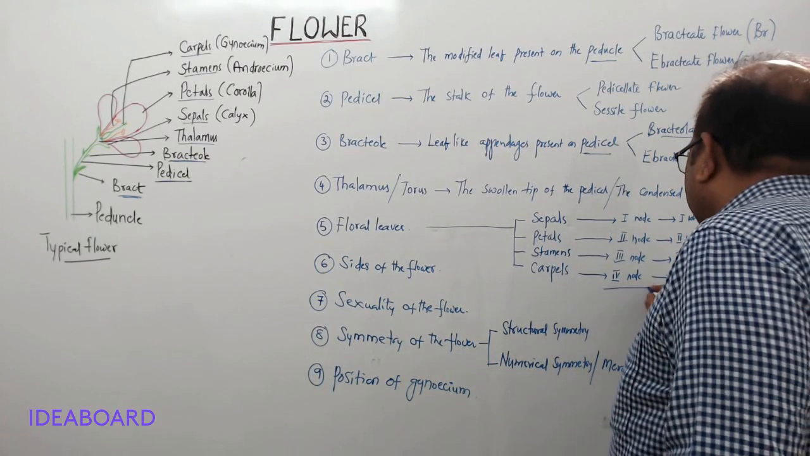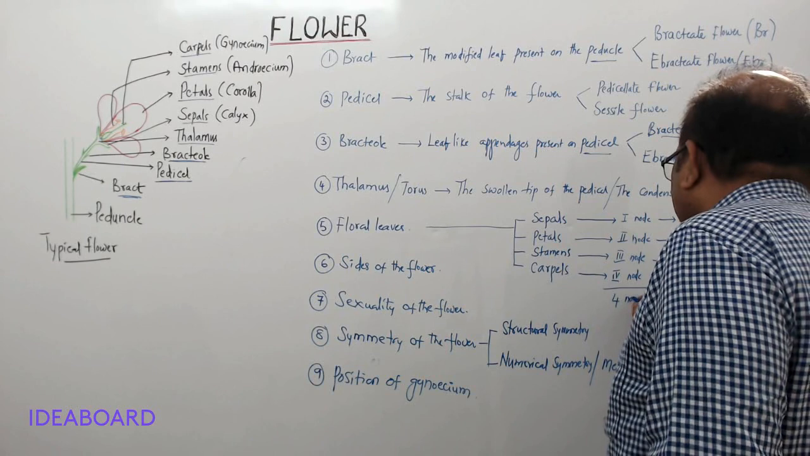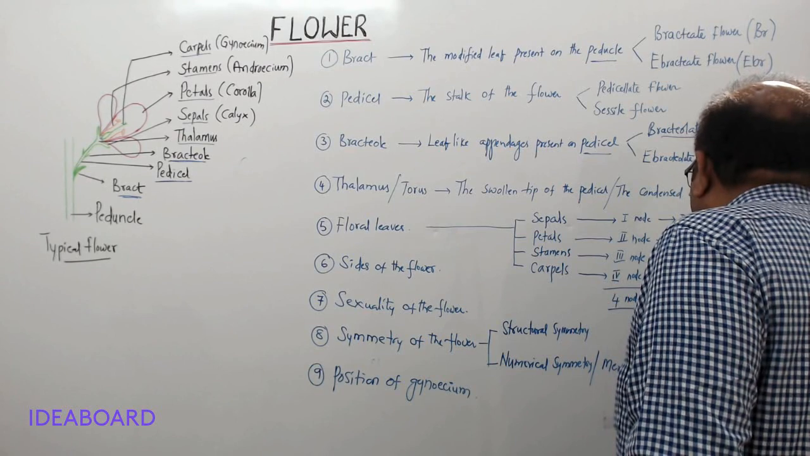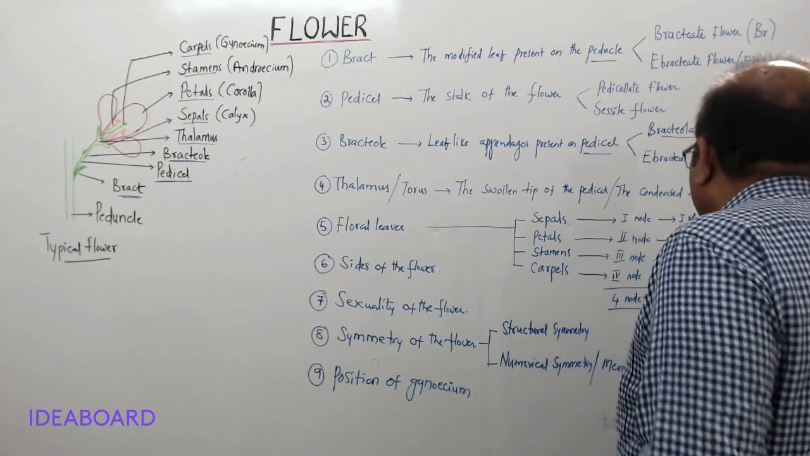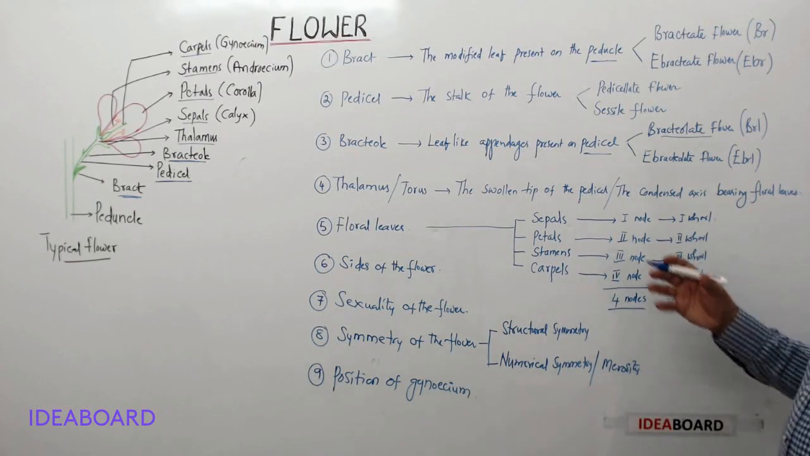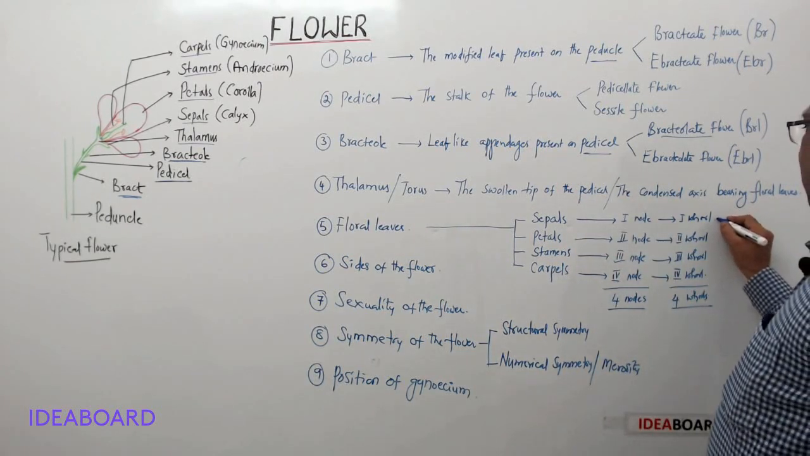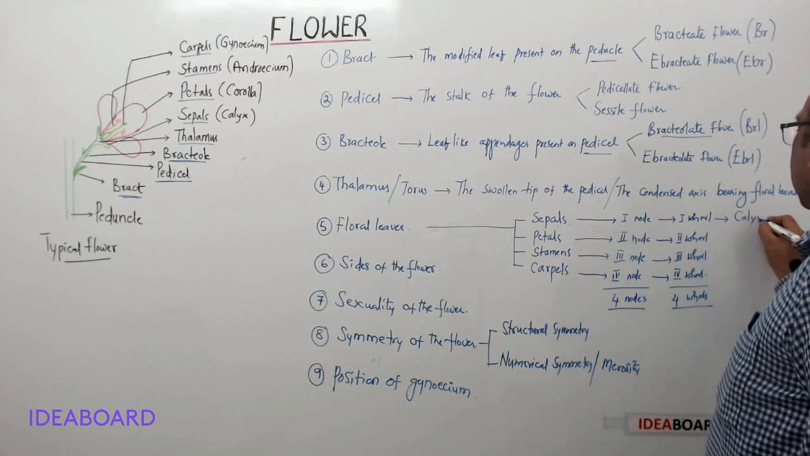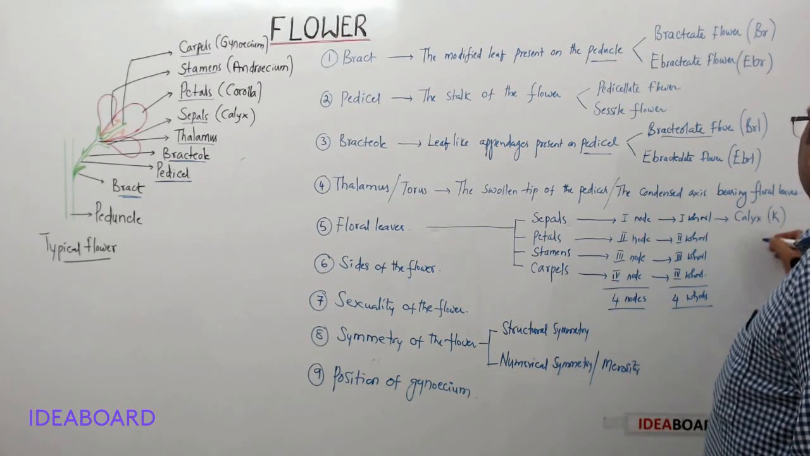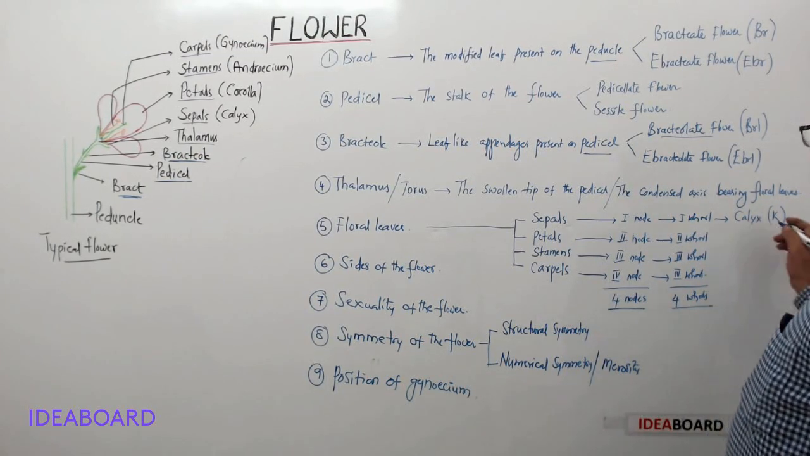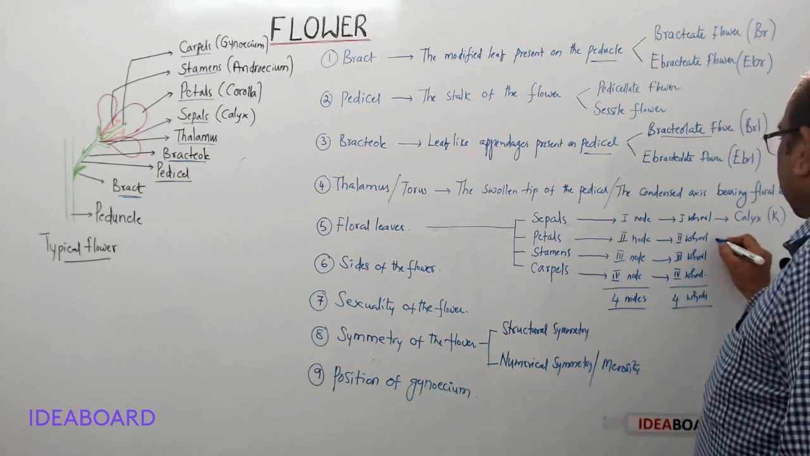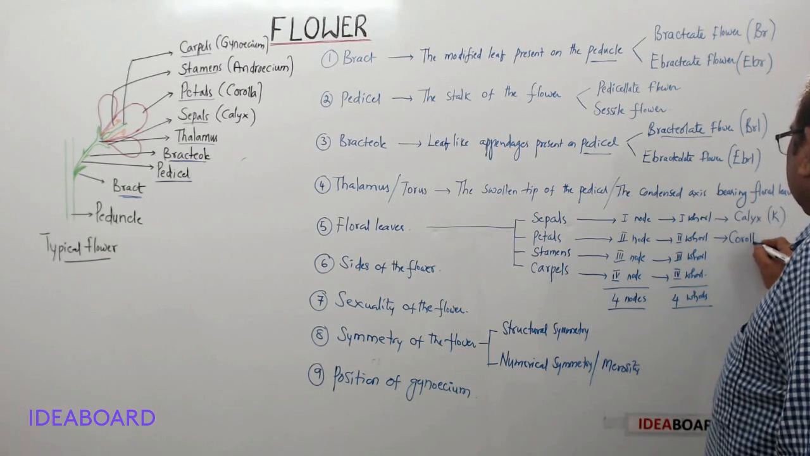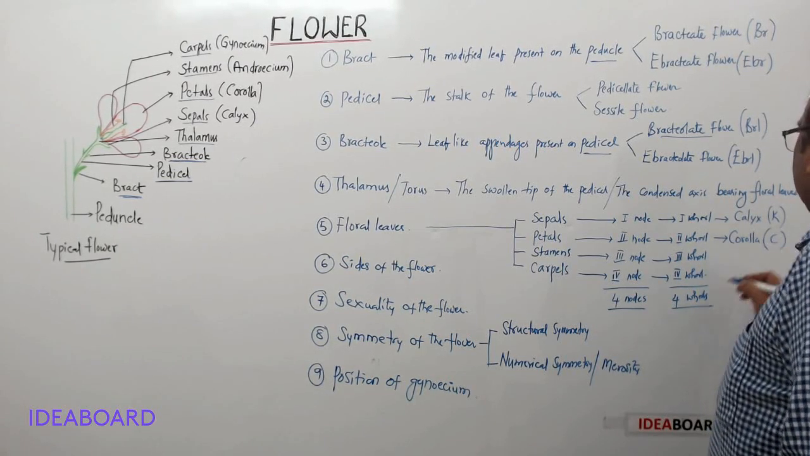So now, remember only that the number of nodes in a flower is four, and the number of whorls in a typical flower is four. So the whorl stands for what? Group of sepals. And what is the technical term given for this group? First whorl is called calyx, and the symbol which we use in the floral formula is K. And the second whorl is called corolla, and the symbol we use is C.